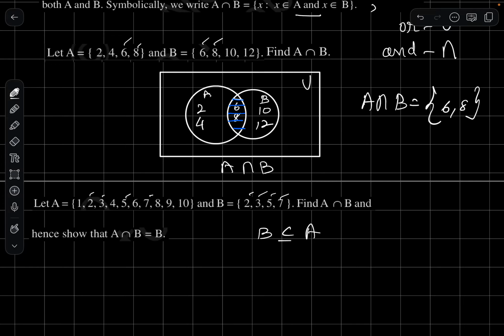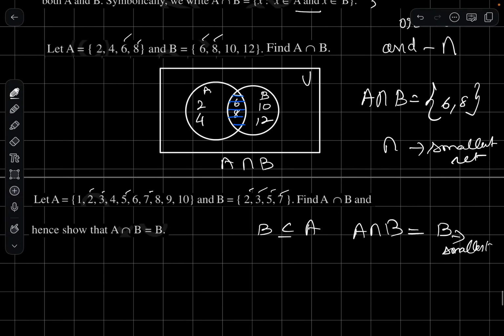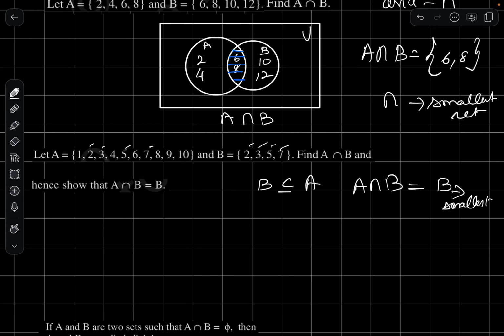Then automatically A intersection B, I told you for intersection you are going to write the smallest set. So here when compared with A and B, what is your smallest set? B, because all the elements of B are in A, so you are going to get B. So this is the smallest. Whenever you take intersection, it will be the smallest set. I hope for this Venn diagram you can draw it yourself.